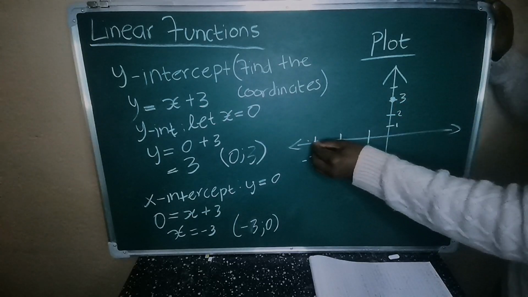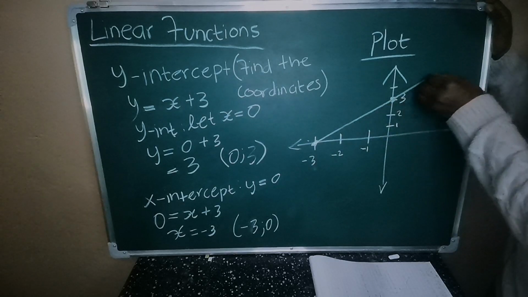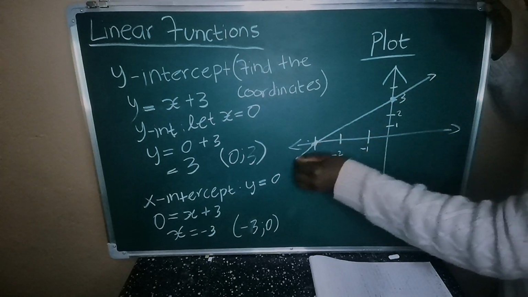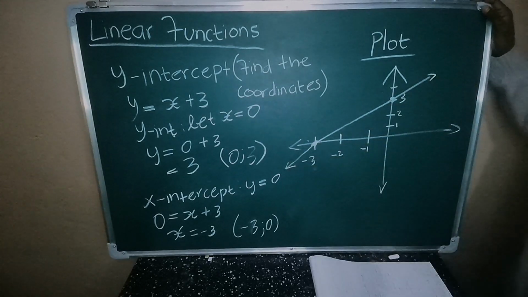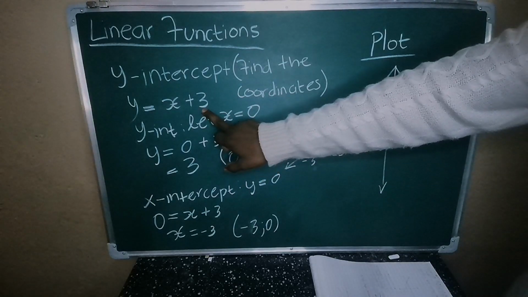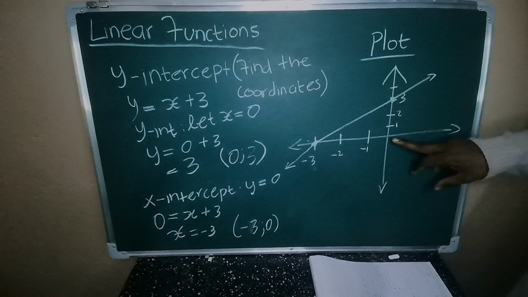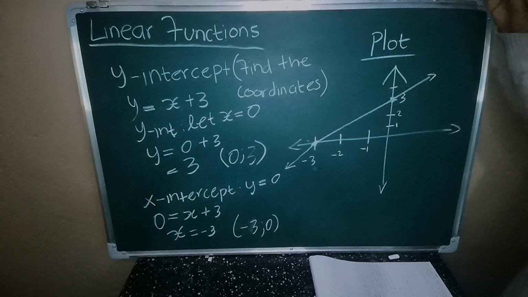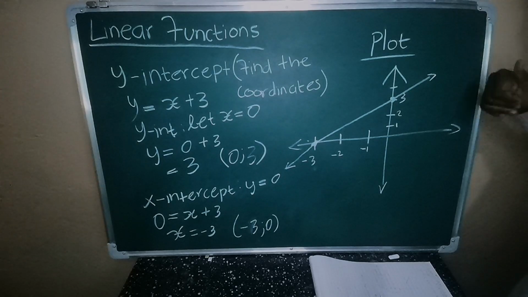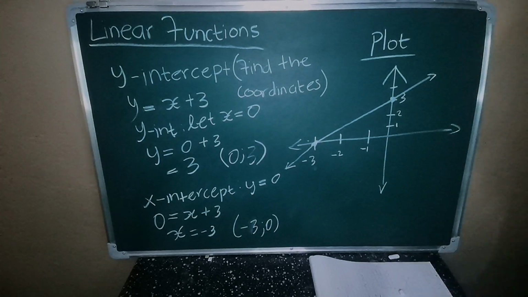Then you just join the points. Draw a graph, plot a graph here. You know it's a straight line, this function. This is how our graph will look like, guys. And remember, the value of q is responsible for vertical shifting. That means the graph moves upwards. I hope you guys get it, the concept of x-intercept and y-intercept.